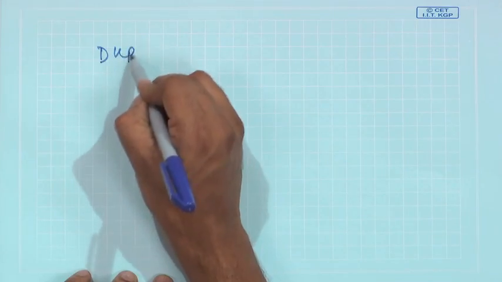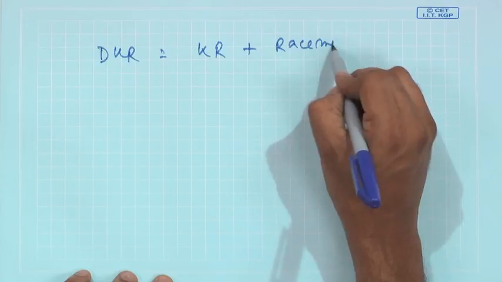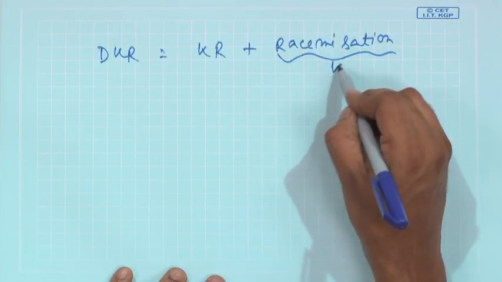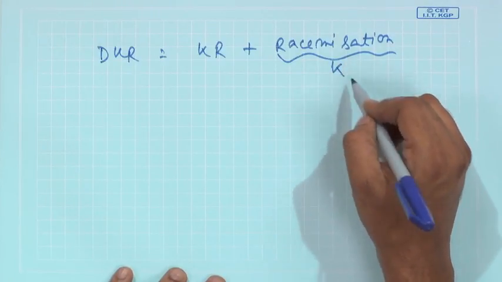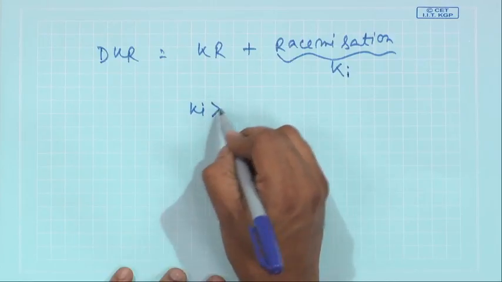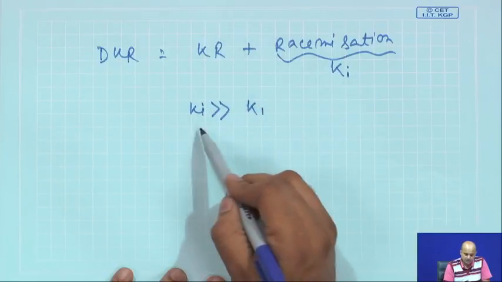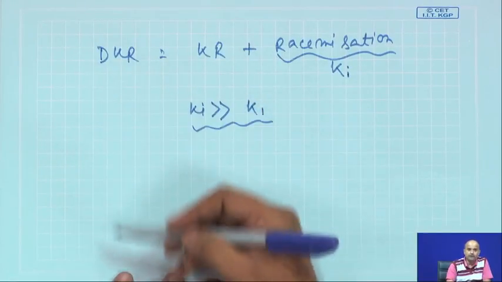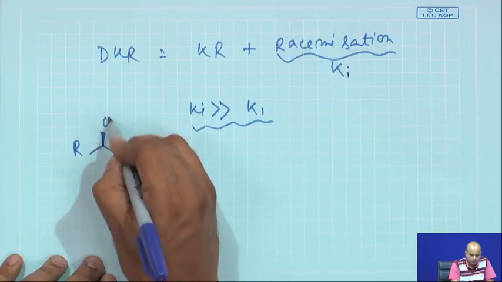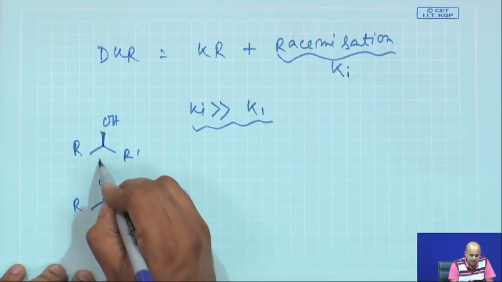So, DKR basically consists of a kinetic resolution coupled with a racemization protocol, and eventually the racemization rate constant must be very high. The racemization rate constant, say I call it Ki, must be very high compared to the rate constant of the faster enantiomer, which means that there will always be a dynamic equilibrium between the slow reacting enantiomer and the fast reacting enantiomer.